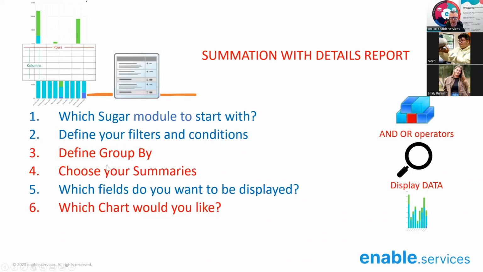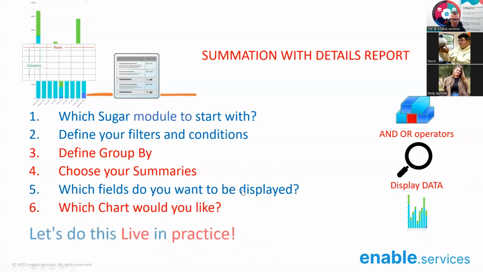Okay. So our 6 questions: which module? Where do you want to start? Write it down on a piece of paper. Make sure you've got data in there before you actually start building a report. What conditions? How do you want to display it? What do you want to display? What fields do you want to display? And what type of chart? So in this case, always good. Marketing, sales, always use these. Maybe it's tree map. Well, great.